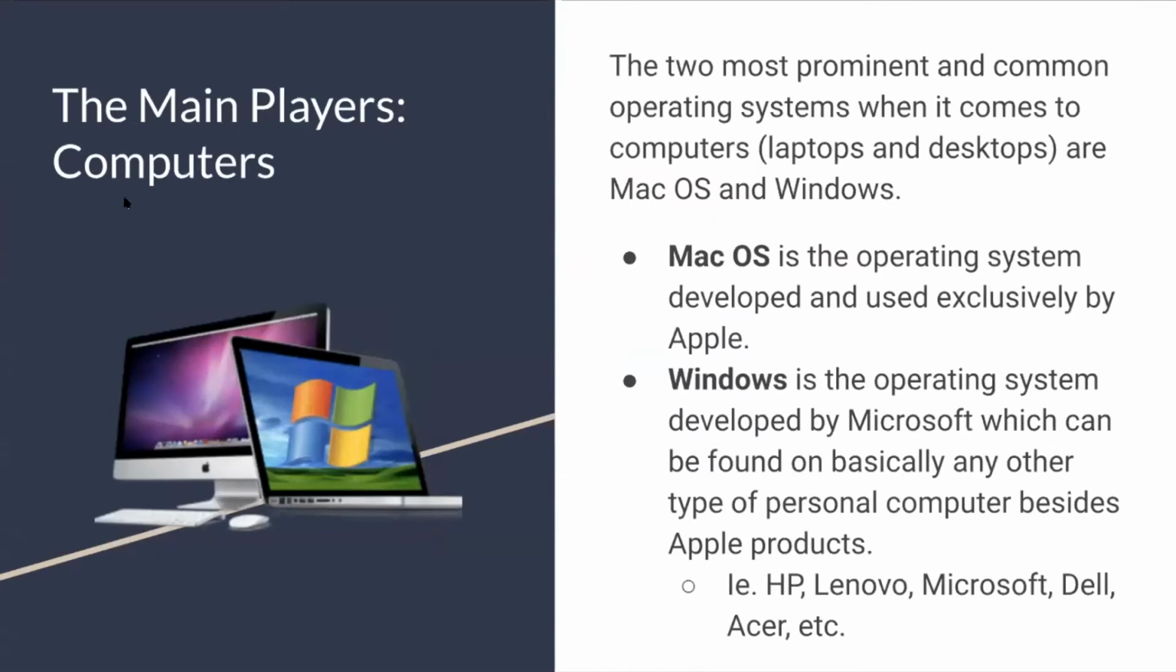Firstly, computers. The two most prominent and common operating systems when it comes to computers, both laptops and desktops, are macOS as well as Windows. macOS is the operating system that was developed and is used exclusively for Apple devices. On the other hand, Windows is the operating system which was developed by Microsoft, which can be found on basically any other type of personal computer other than Apple products. So for example, HP, Lenovo, Microsoft, Dell, Acer, etc.